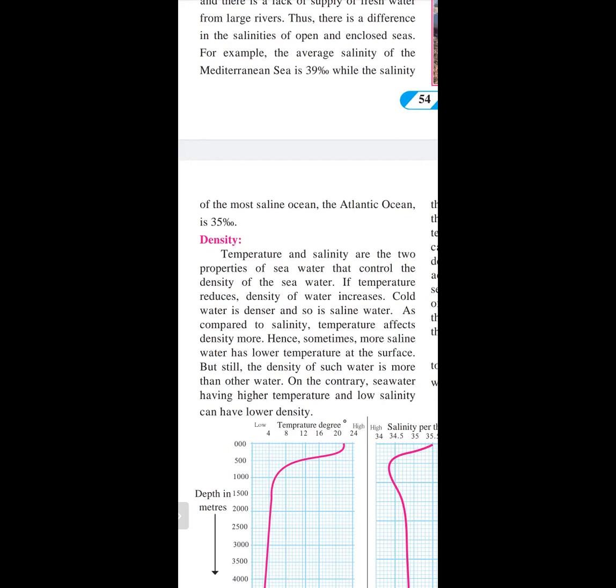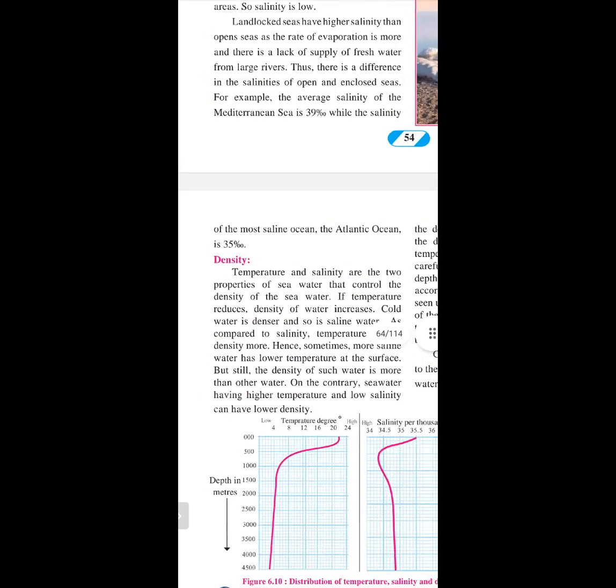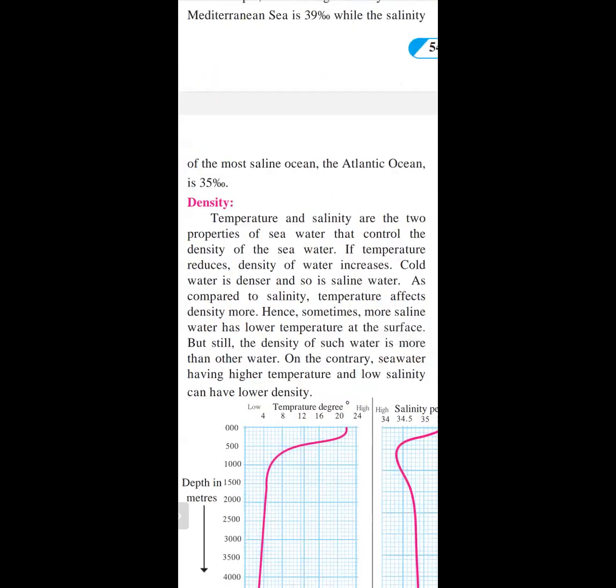Sometimes more saline water has a lower temperature at the surface, but still the density of such water is more than other water because it is a mixture of more salt. On the contrary, seawater having a higher temperature and low salinity can have lower density. Higher temperature and low salinity lead to lower density.